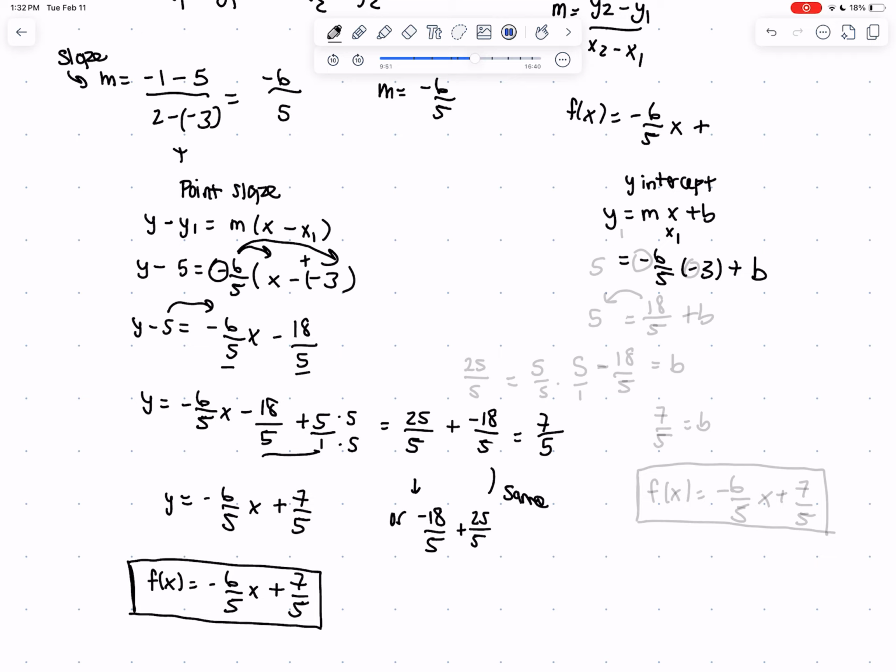This also means that I have to use my y1 here. So that y is replaced with the 5. Now we're ready to solve. So we can do minus 6 over 5 times negative 3, and we get 18 over 5.